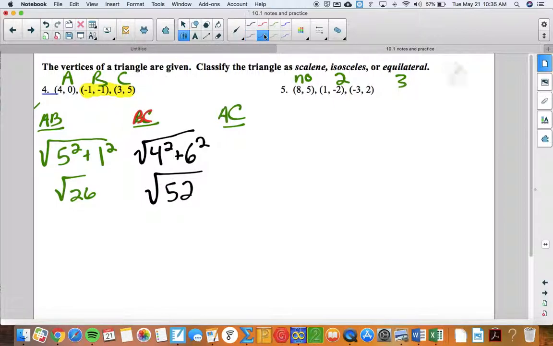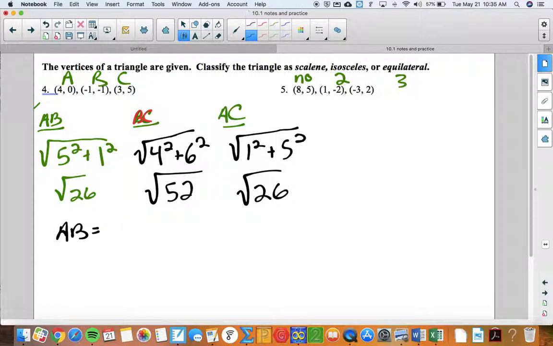And then A to C. So 4 to 3 is 1. Plus distance from 0 to 5 is 5. So here you get the square root of 26. So that means the length of AB is equal to the length of AC. So there's two sides that are equal, so that makes the triangle isosceles. Boom.